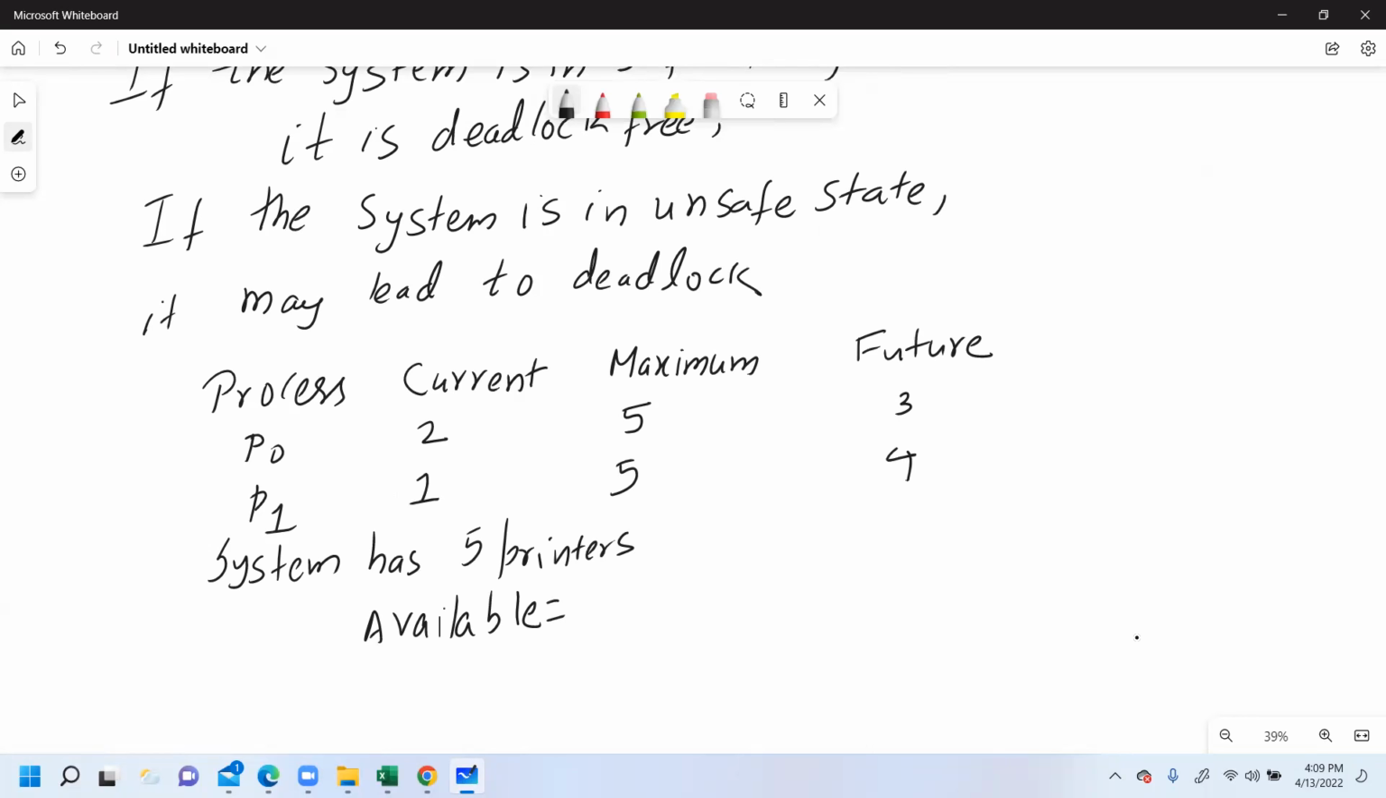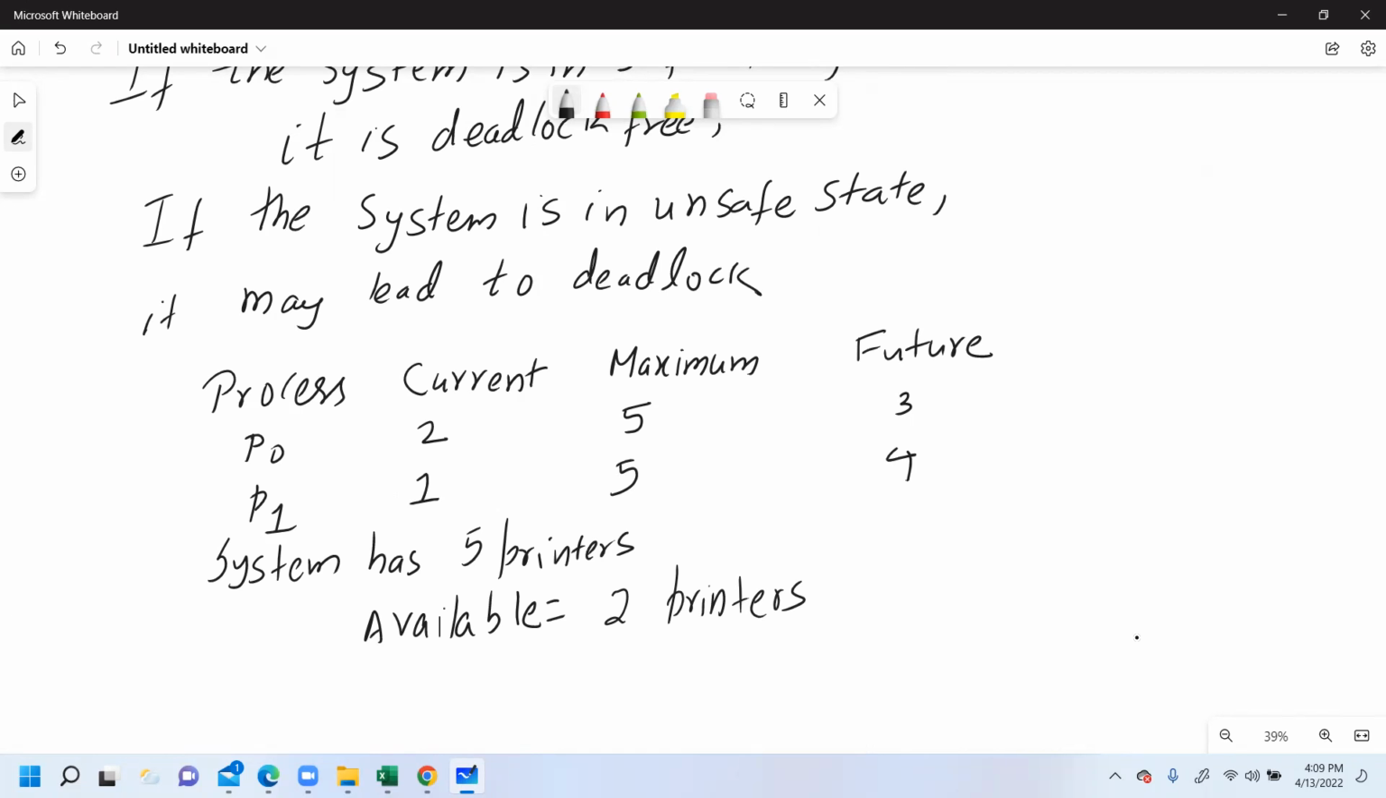Who can tell this? I have 5 printers. So P0 is holding 2 printers and P1 is holding 1 printer. So how much is available? 2 printers. Yeah, 2 printers are available. Is that right? Any questions on it?